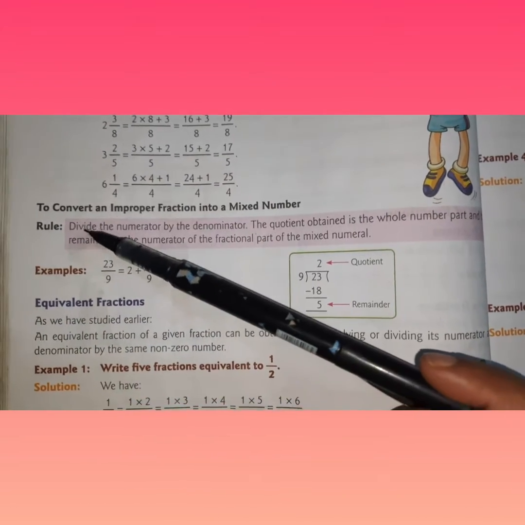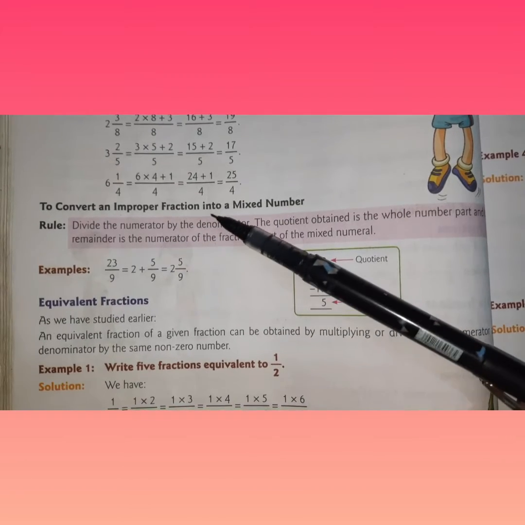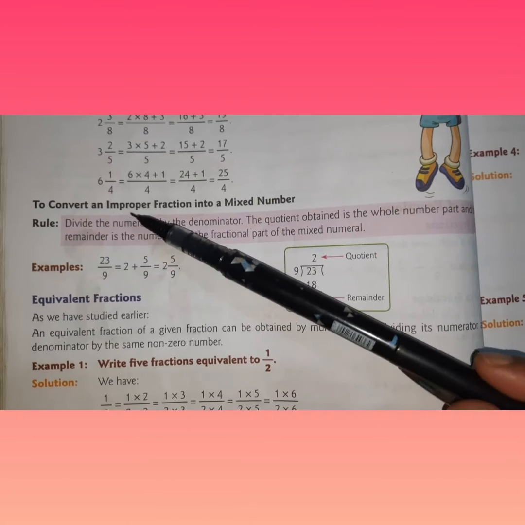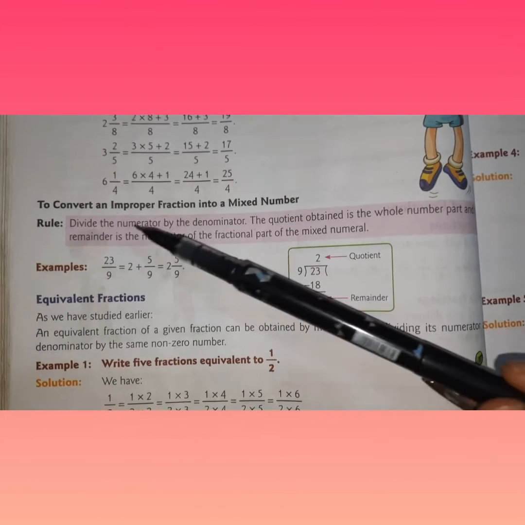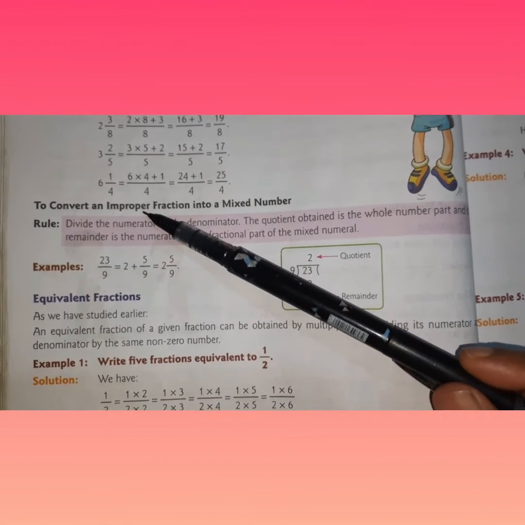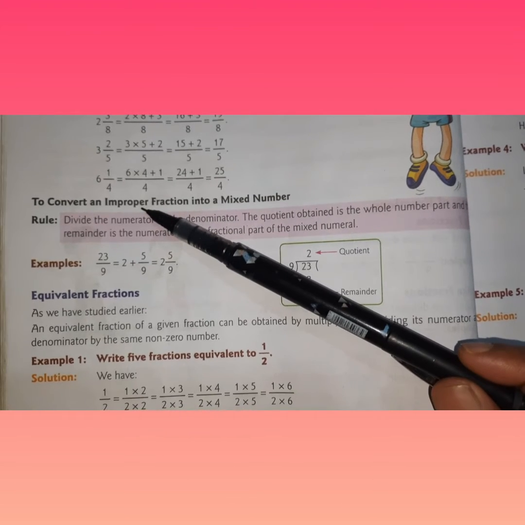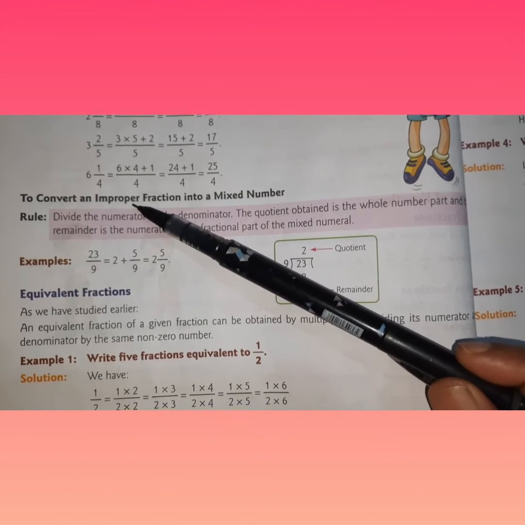Next is to convert an improper fraction into a mixed fraction. So how do we convert an improper fraction into a mixed fraction? Improper means the numerator is greater than the denominator. It is converted into the mixed form.